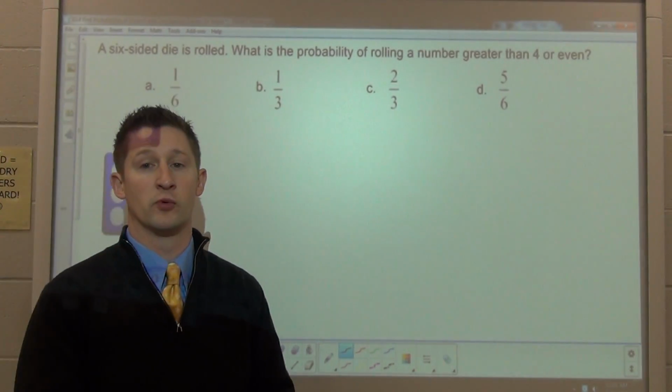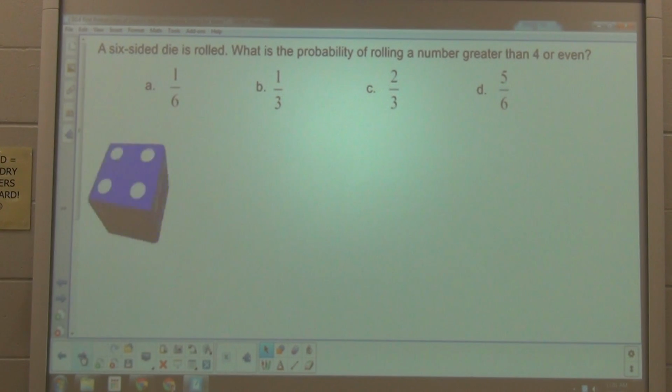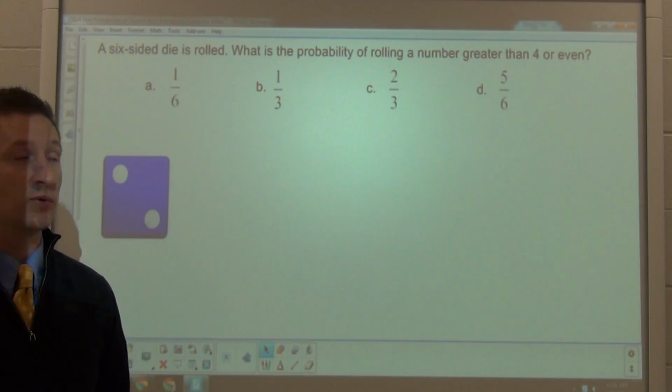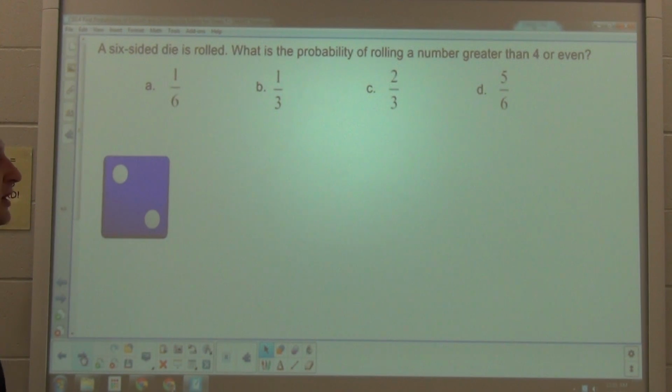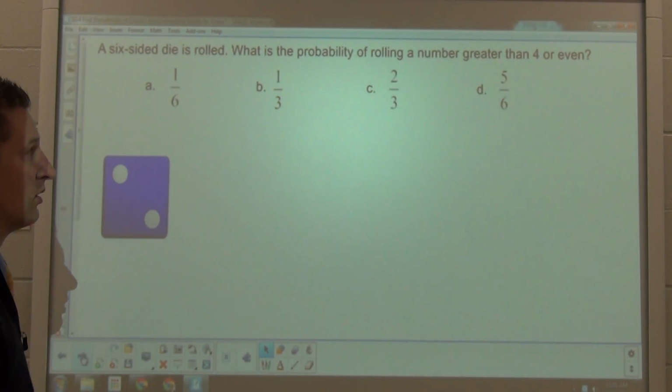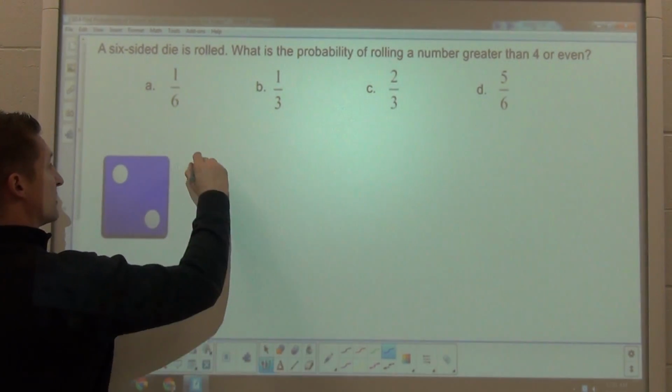In our next example, we're going to roll a die once again. This time we have a slightly different situation that we're looking for. So we are asked, what is the probability of rolling a number greater than 4 or even? Once again, I'm going to label a couple of events.